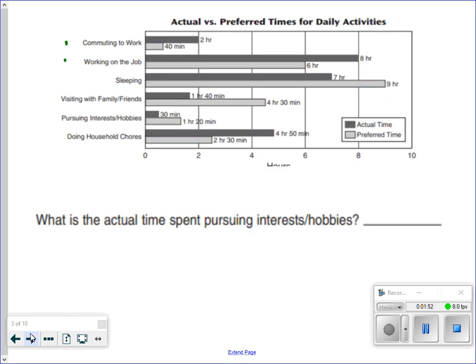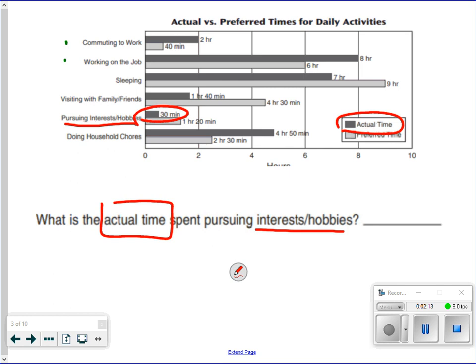It says, what is the actual time spent pursuing interests and hobbies? Well, we're looking for actual time here. So with the actual time, we're looking here. The actual time is your dark color. So then we're going to go to pursuing interests and hobbies. We're here at pursuing interests and hobbies. The actual time is 30 minutes. So easy. But if you didn't actually read the question, if you didn't really see what's on that graph or describe the graph, it makes no sense. Let's keep going.